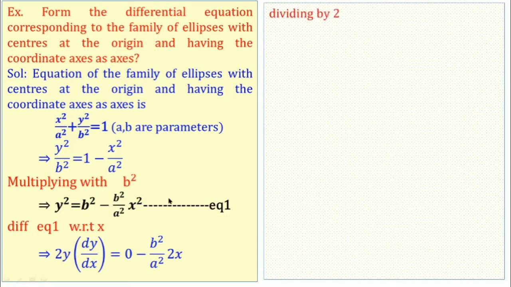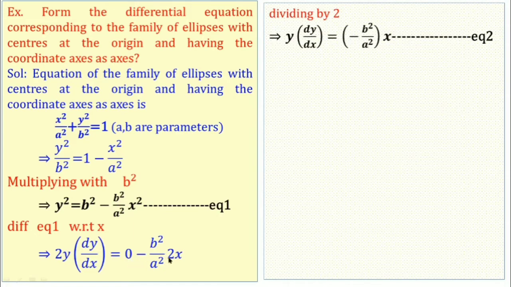Now we divide the equation with 2. So here when we divide this one with 2, we get only y dy by dx. 0 we can neglect. Here also we have 2. So when we divide with 2, we get only x here. So we are dividing this complete equation with 2, and we are taking this equation as equation 2. Now we differentiate the equation once again with respect to x. This equation 2 with respect to x.